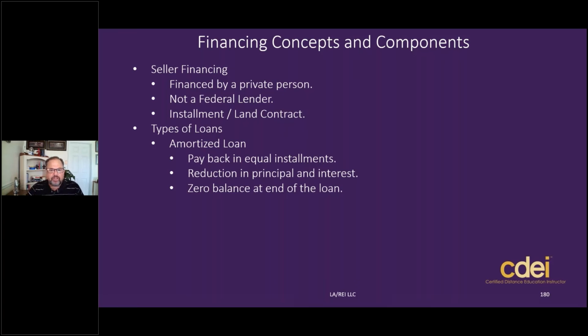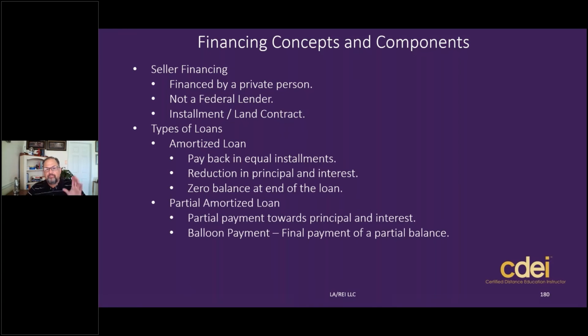Okay, it's called amortized. Now, the cousin or the other part of amortized is called a partial amortized loan. Really the concept's no different, except your actual equal installment, in other words, the payments you're making through the term of the loan, is not going to be a full amortized payment to give you a zero balance. It's going to come up short.